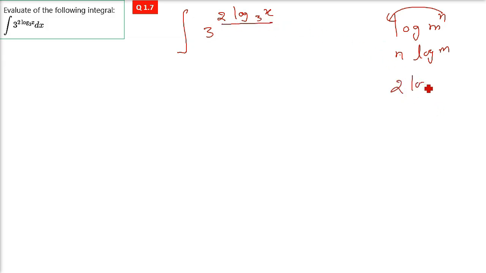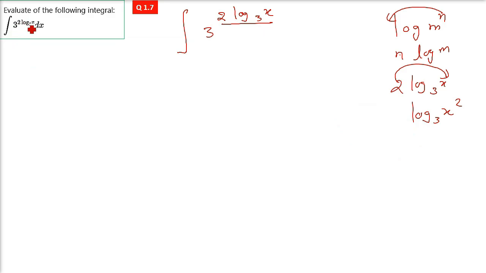So we have 2 log base 3 x. This x goes to the power because it is twice log base 3 x. So 2 goes to the power, it becomes x square. So we have log base 3 x square. So now we have 3 raised log base 3 x square.